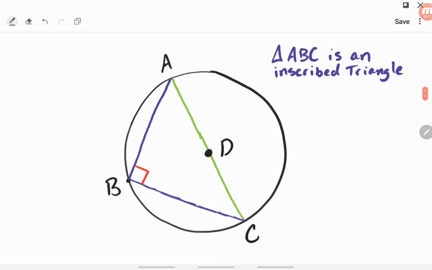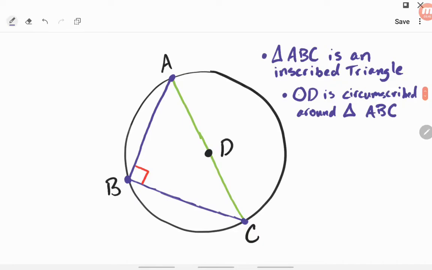All vertices are on the edge of this circle, and the circle passes through all those vertices, right? So we call that an inscribed triangle. And then we can say that circle D is circumscribed around triangle ABC, right? So these are two statements that we can say here.